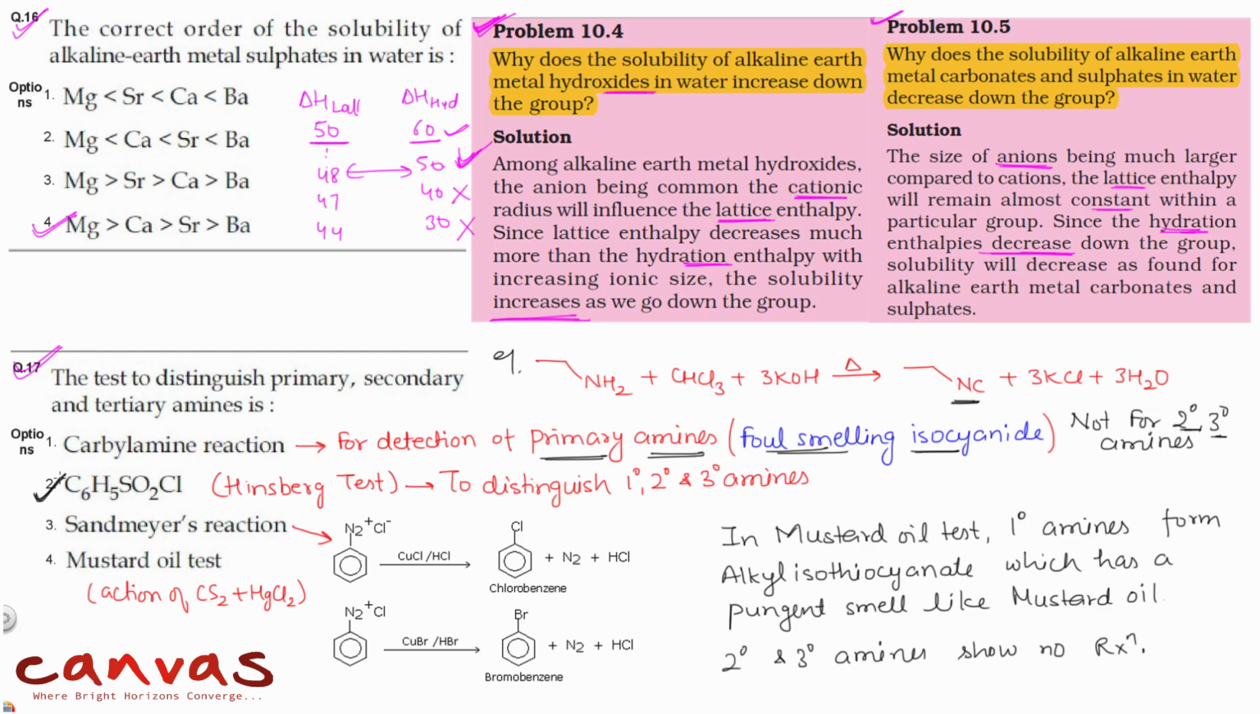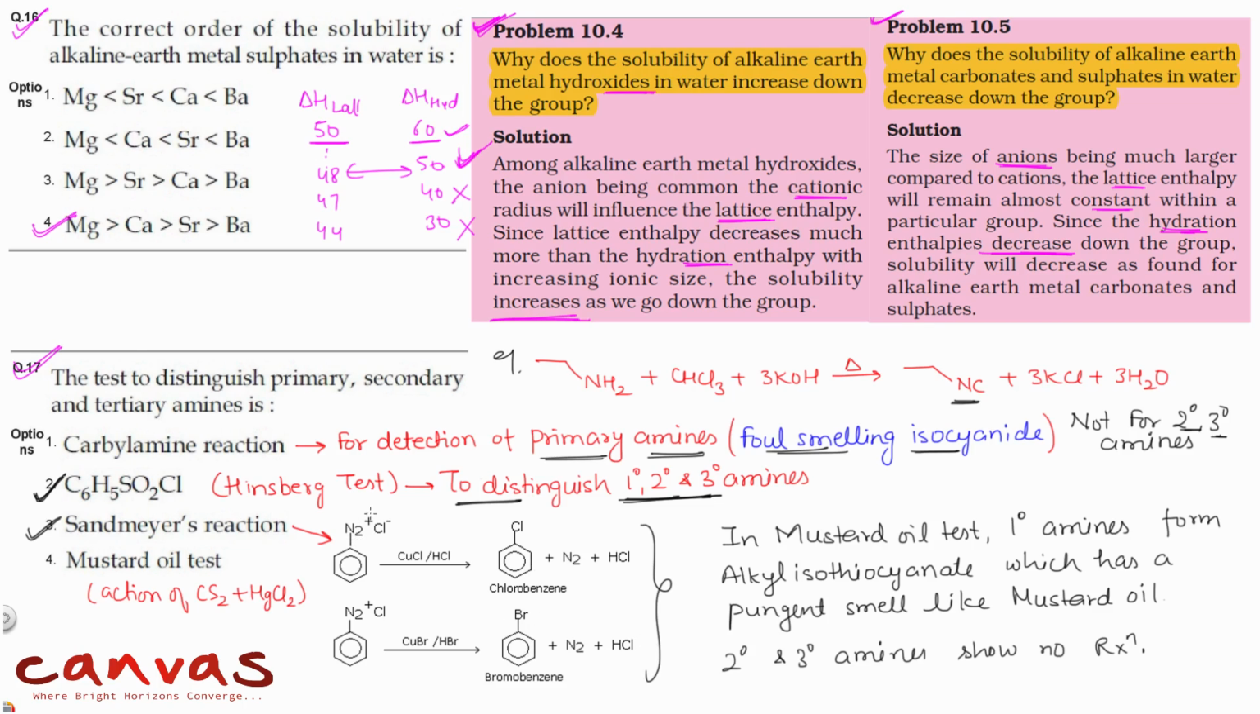Second, benzene sulfonyl chloride. This is the Hinsberg reagent, so we are talking about the Hinsberg test here. It distinguishes 1 degree, 2 degree and 3 degree amines. This is a very important test to distinguish the 1 degree, 2 degree and 3 degree amines. Third is the Sandmeyer reaction. These are two examples of the Sandmeyer reaction.